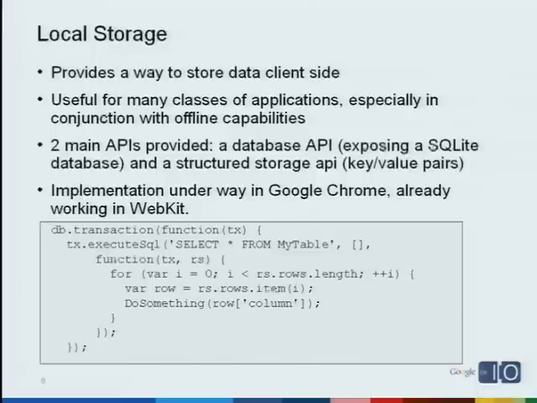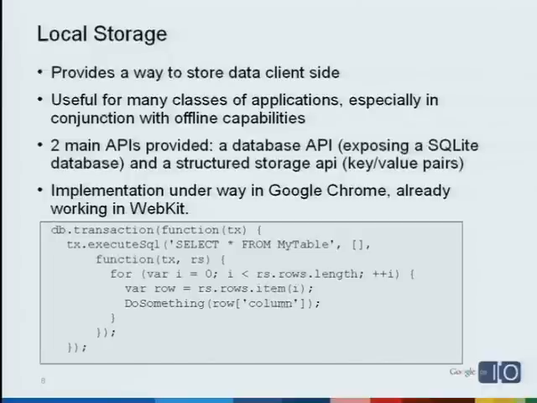So there's two APIs, the database API, which is basically a SQLite interface. It gives you an SQL interface to do inserts and deletes and lookups inside a SQL database stored on the local computer. The other one is the structured storage API. This is what's called Local Store, which is a somewhat simpler, easier to use API that gives you effectively a persistent hash table. So from your JavaScript code, you can store things, key value pairs, from your web app.